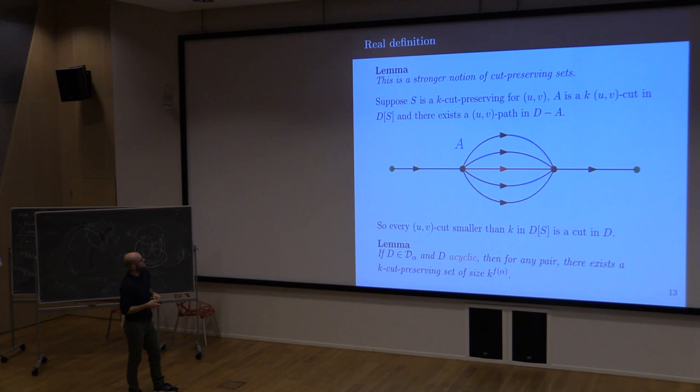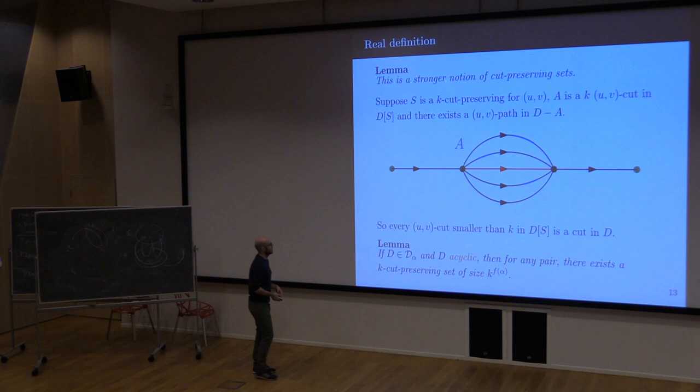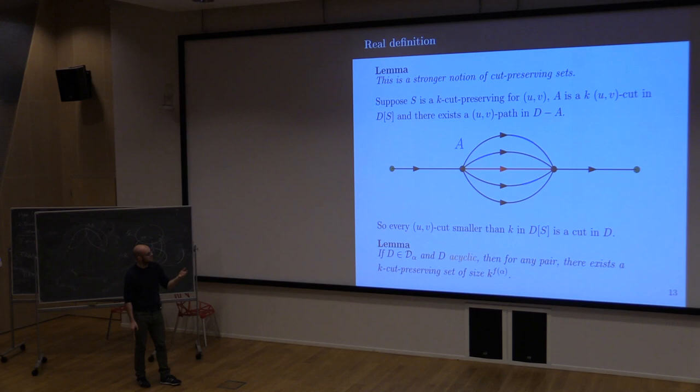So this implies that this is a stronger notion, and now what we prove is that for this definition of a k-cut preserving set, the following theorem holds: if D belongs to D alpha and D is acyclic, then for any pair you can find such a set of size k to the f of alpha.